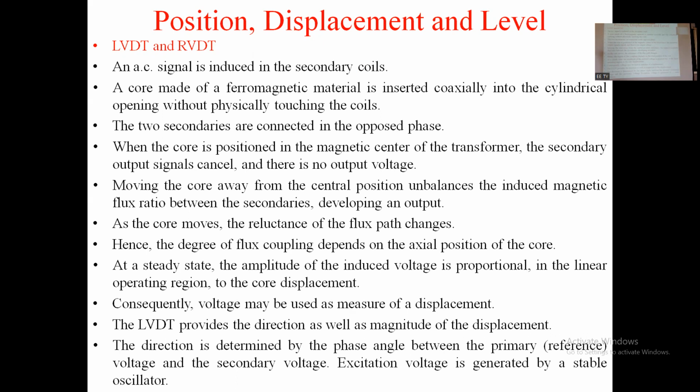A core made up of ferromagnetic material is inserted coaxially into the cylindrical openings without physically touching the coil. जे काय कोर आहे किंवा फेरोमॅग्नेटिक मटेरियल जो ऑब्जेक्ट कन्सिडर केलेला आहे, इफ वी आर कन्सिडरिंग लिनियर LVDT, लिनियर मूवमेंट कन्सिडर करत असेल, so this core will be placed in between the two coils, and there are two secondary shown, दोन secondary side आहे, दोन secondary side आपण कनेक्ट केले.